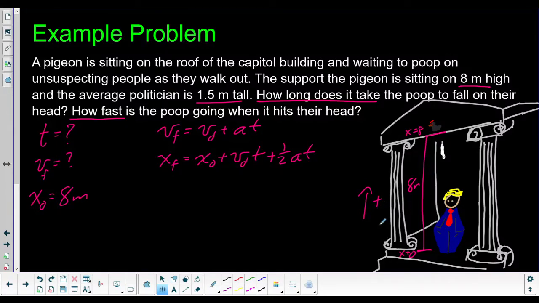Okay. The average politician is 1.5 meters tall. So the top of this guy's head, this is going to be 1.5 meters tall.